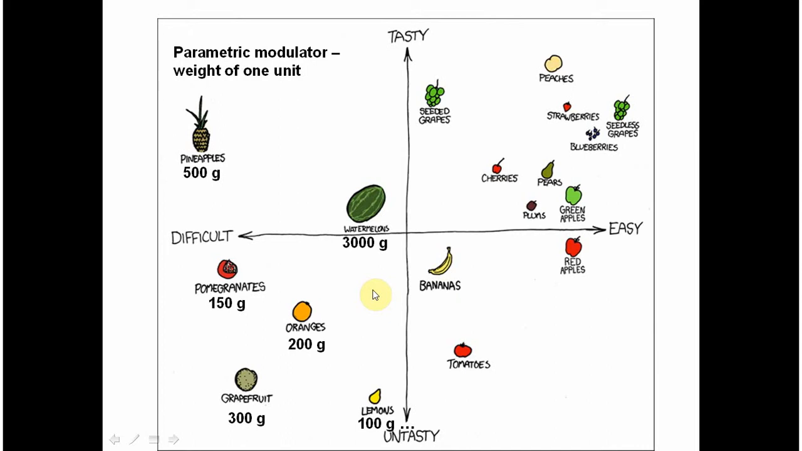In this cartoon example, you can easily imagine a parametric modulator with the weight of one unit. For example, for lemon it is 100 grams, for watermelon it is 300 grams, and so on. And in this case, in addition to four different categories, we can also estimate the impact of the weight of the unit on the final response, whatever is the readout.